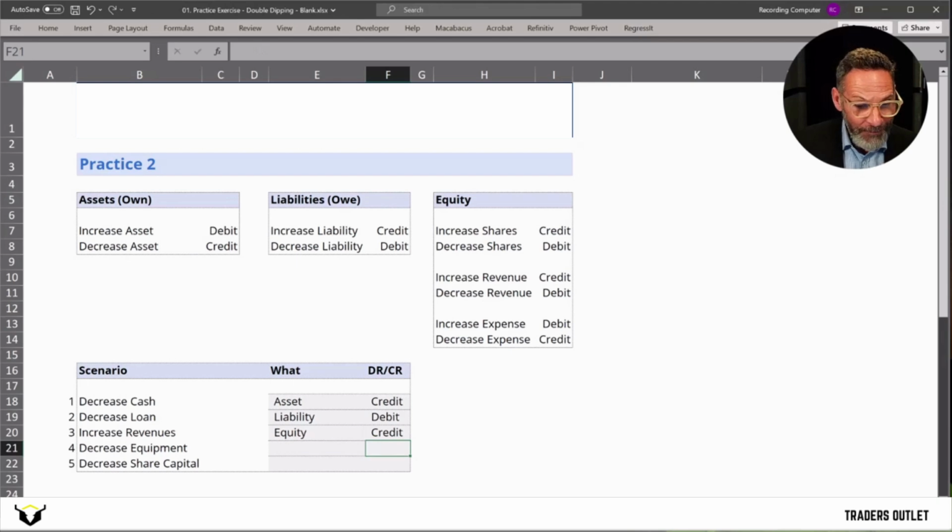Number 4, the fourth scenario is we're decreasing equipment. Now, equipment is something a business can own, so it's an asset. But we are decreasing equipment, so that is going to be a credit.